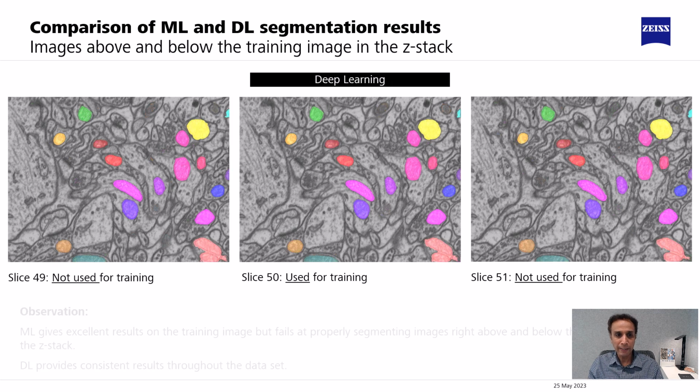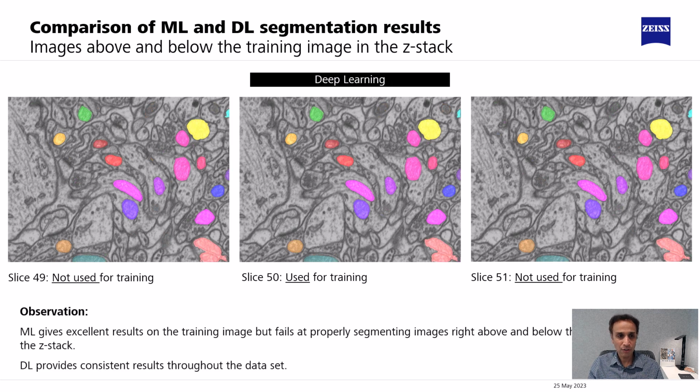Whereas deep learning, as you can see on the screen, does an equally good job on the training images and also on the images that were not used for training. So this clearly proves that deep learning is the right technique for EM images, for volumetric EM images, or if you want to train models and use those models over and over for a long period of time.